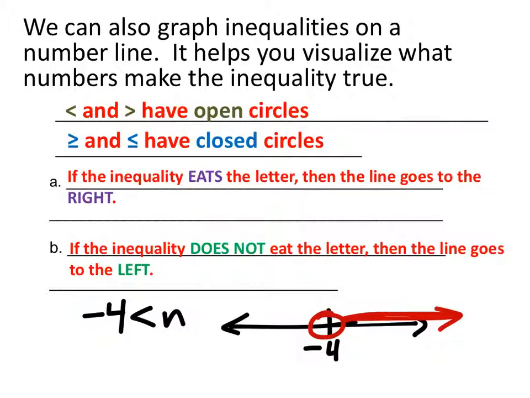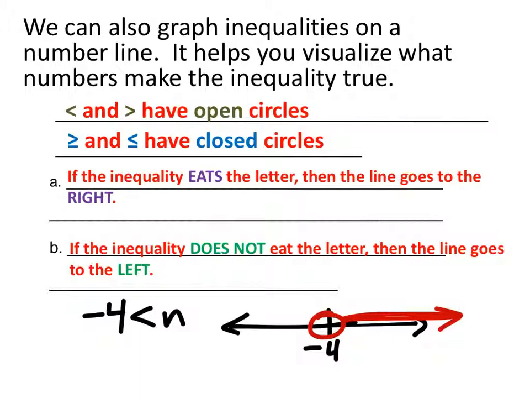The next thing that we need to consider is whether the inequality is eating the letter. In this one that we've demonstrated from number 7, it is eating the letter, which is why it goes to the right. Now that would indicate that all the values to the right of negative 4 would give the original inequality, or make it a true statement. If it does not eat the letter, then the line goes to the left.